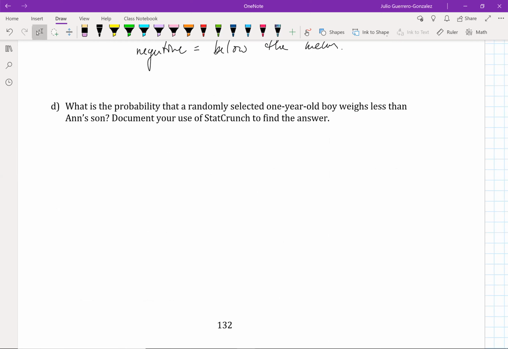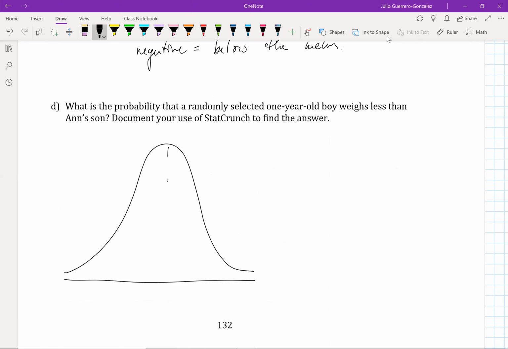Okay. And what did people get for the percentage? 1.3. Yeah, 1.3. Right. So we're going to replicate it here so I don't have to open up StatCrunch. You should have the line here, right? And we're looking for specifically this area, right? So mean 22.8, standard deviation of 2.15. You need P less than 18.